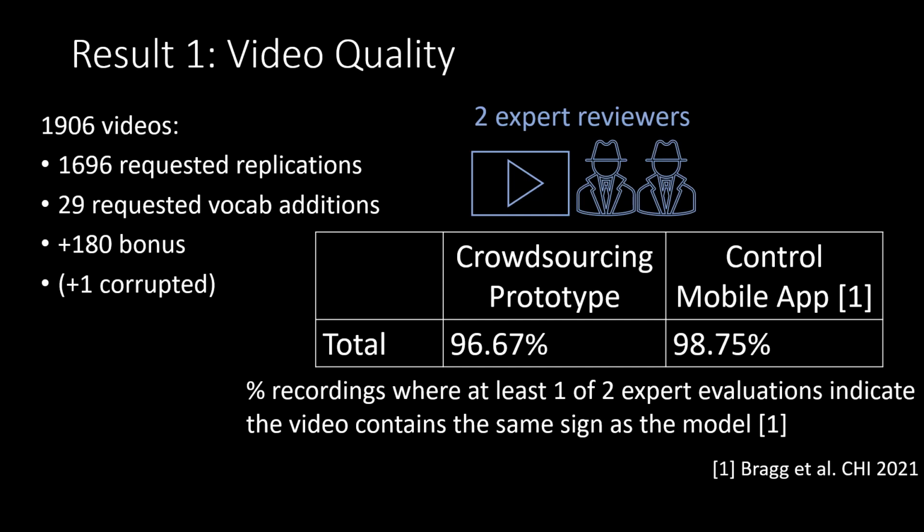We asked each participant to record each of 60 diverse signs. In total, we collected 1906 videos, 1696 replications, 29 additions to another part of the website, and 180 bonus contributions. Following a method established in prior work, we paid 2 ASL experts to review each video to determine if each video contained the sign from the prompt. In total, 96.67% of our videos did. This result is similar to prior work, which collected videos through a controlled mobile task with 98.75% matches.